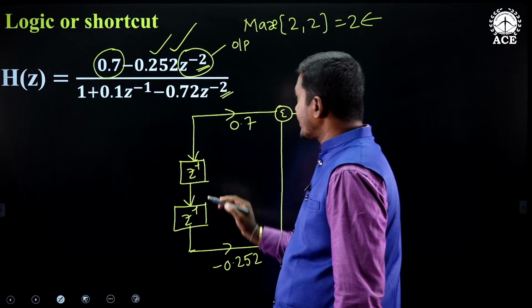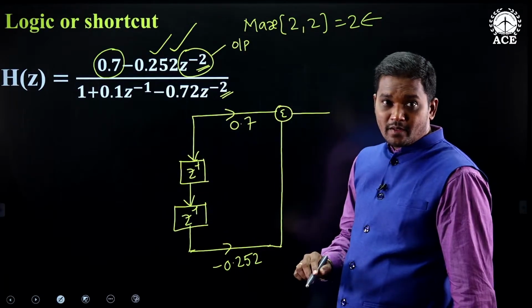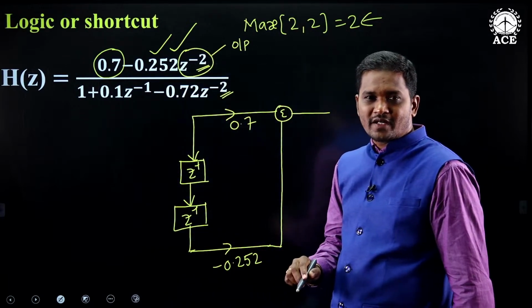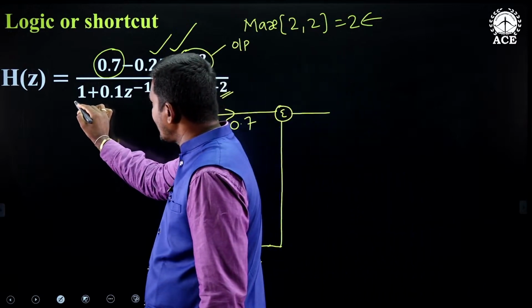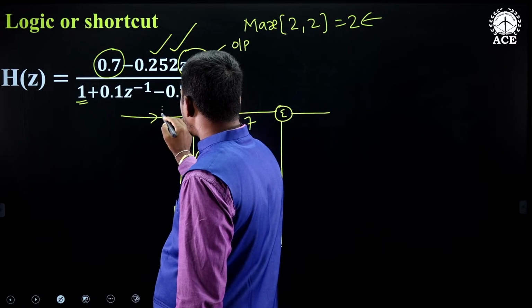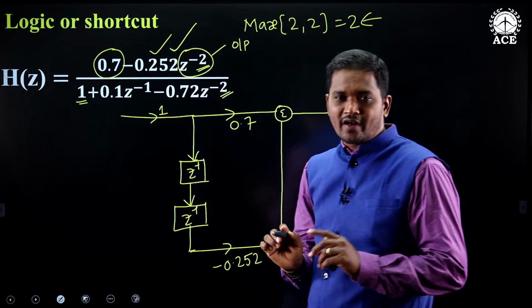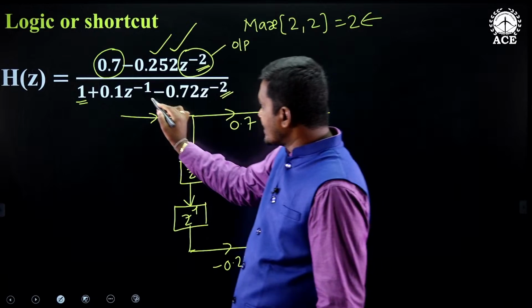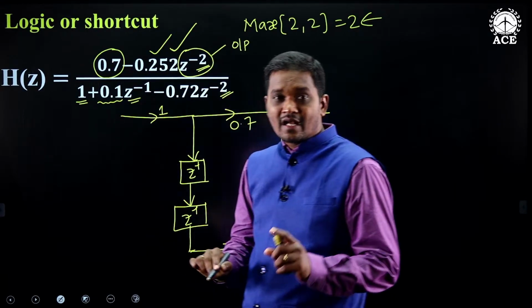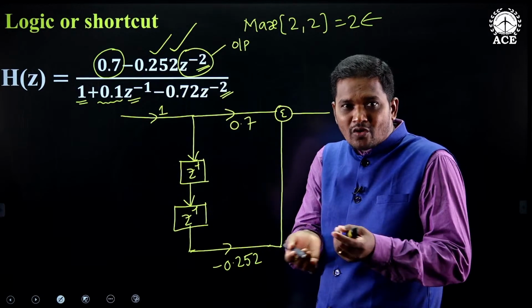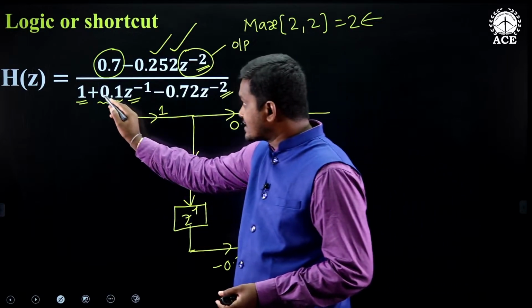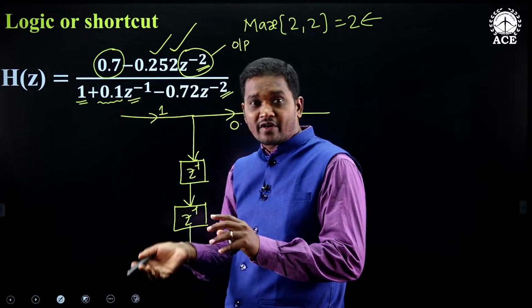Now, we need to draw the denominator part. Denominator corresponds to the input side. What is the first constant? 1. So, draw a line 1 like this. Constant 1 I have drawn. Now, very, very important. What is the coefficient for Z inverse? 0.1. Plus 0.1. You have to take the reverse of that sign.